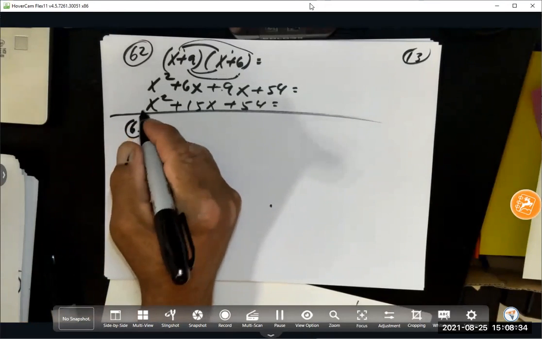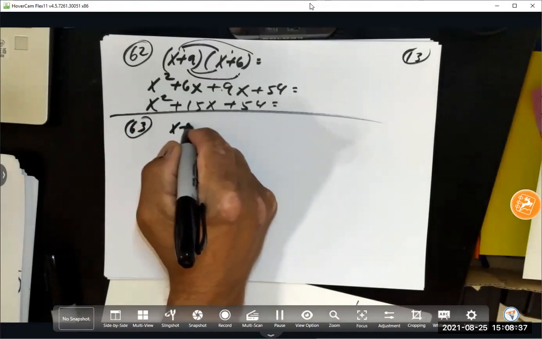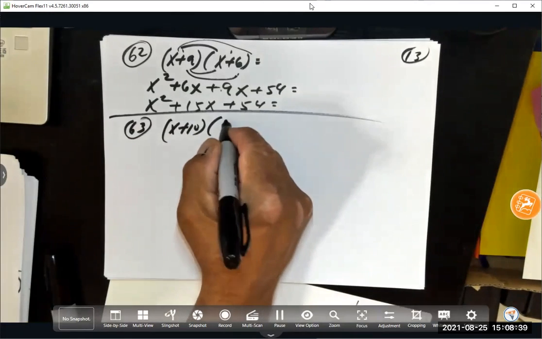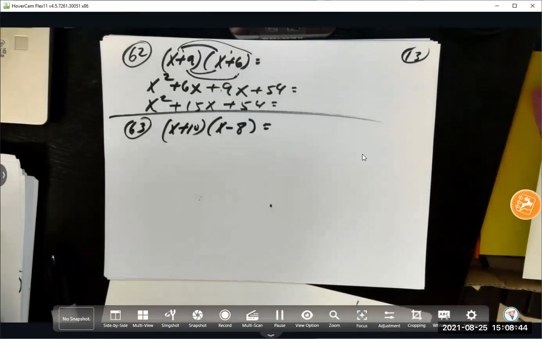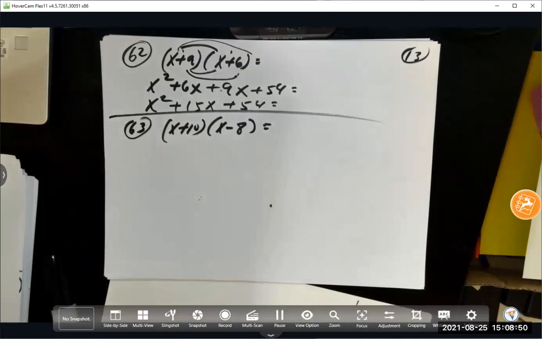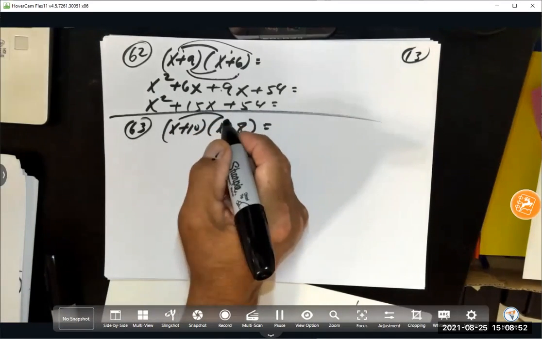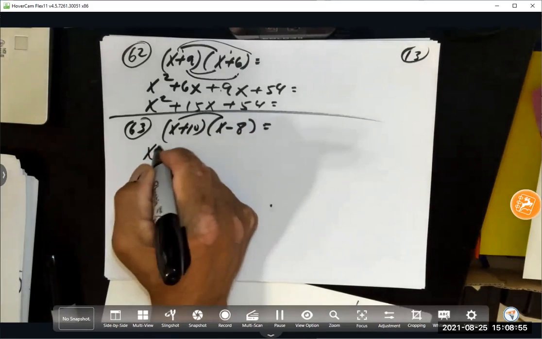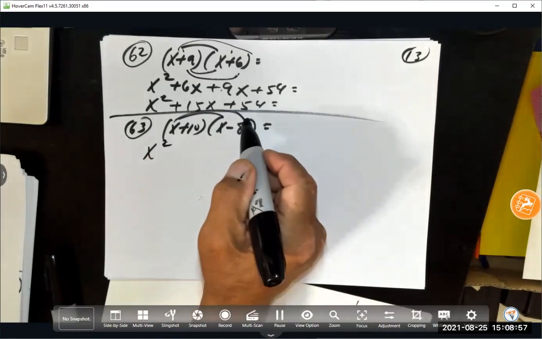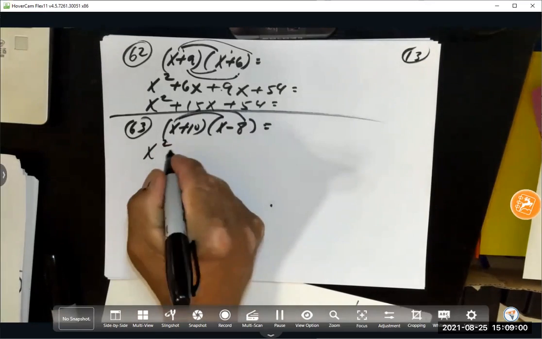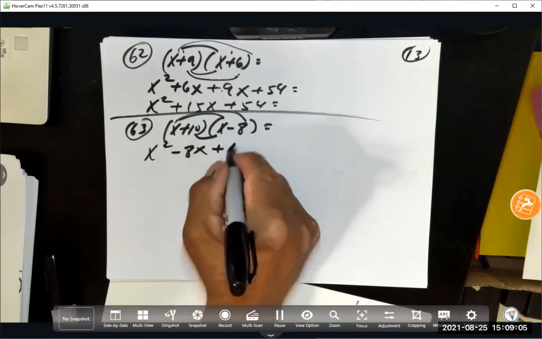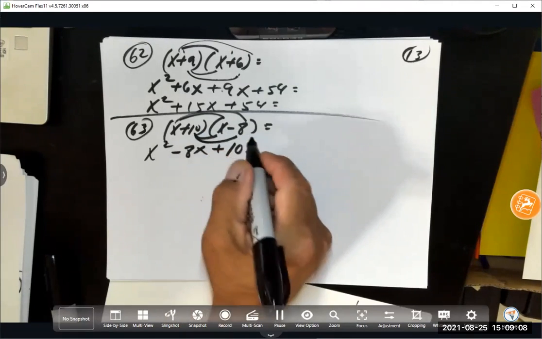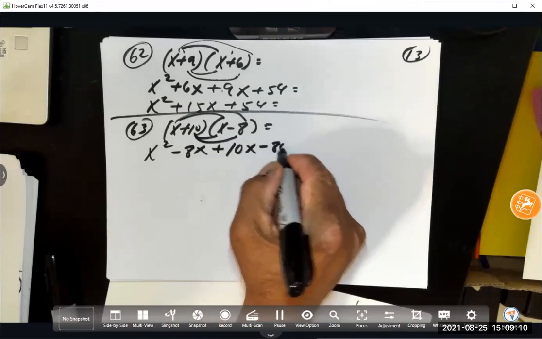It says x plus 10 times x minus 8. X plus 10, x minus 8. So let's see. Ready? First one. X times x, X squared. You got it. X times negative 8, negative 8x. 10 times x, 10x. Then 10 times negative 8. Negative 80. All right.